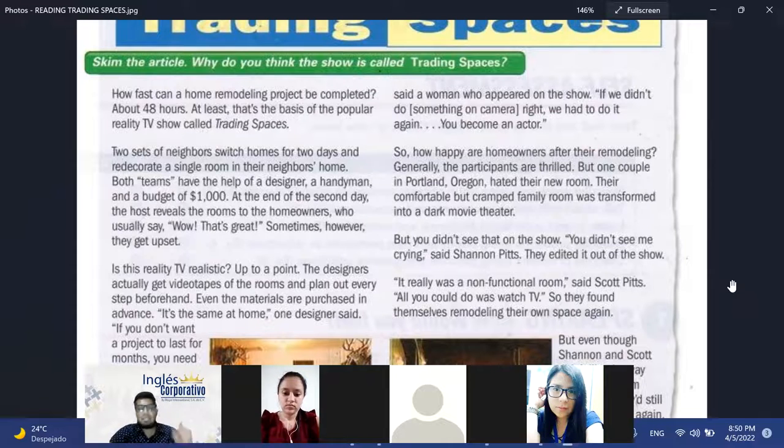A handyman can basically do anything. So when you hear somebody mention that they are a handyman, it means that they can repair almost anything in a house. Okay, a budget.